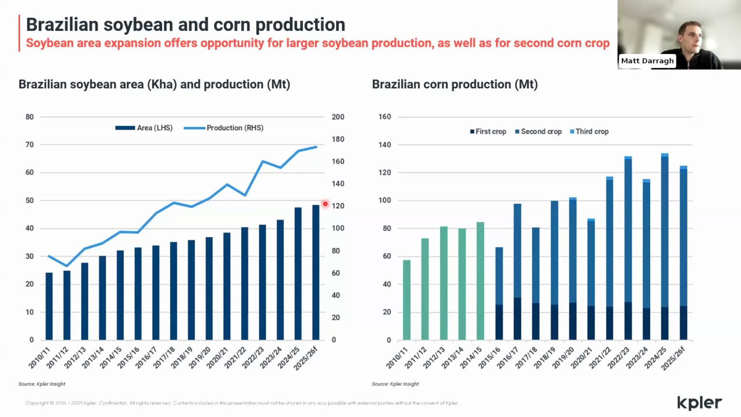And as we can see, that area expansion doesn't necessarily suggest that production will increase either. We can see quite clearly in 21-22, that's a year where we had that drought condition following the La Nina weather event. And so ultimately, yes, we are expecting to see area expansion, but that doesn't necessarily indicate that we're going to see another record crop.